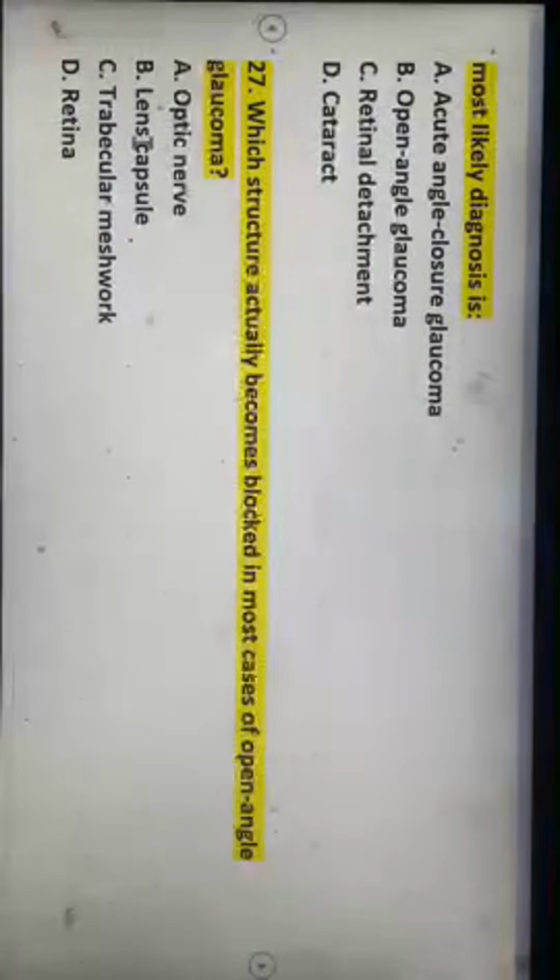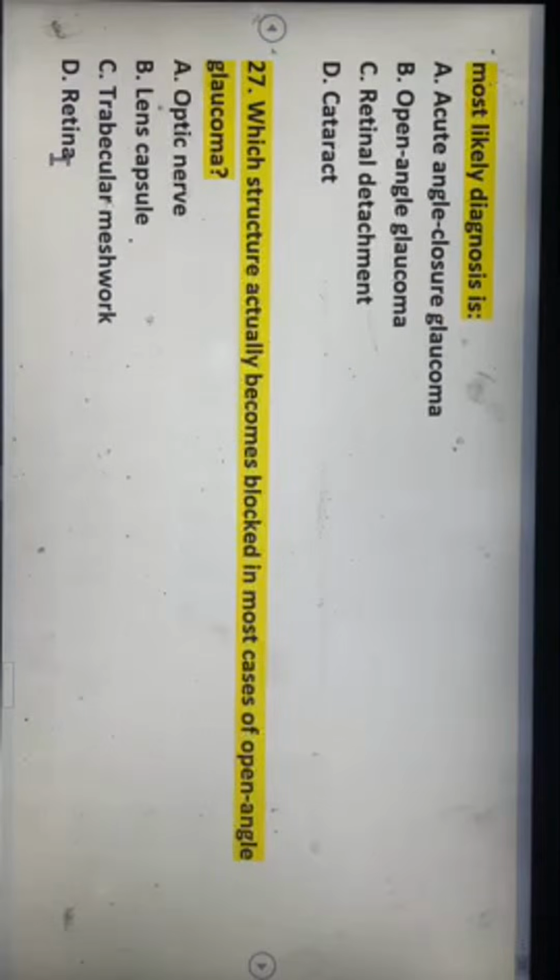Now, number 27. Which structure actually becomes blocked in most cases of open angle glaucoma? Very simple question. Which structure usually becomes blocked in most cases of open angle glaucoma? A. Optic nerve, B. Lens capsule, C. Trabecular meshwork, and D. The retina. Which structure usually becomes blocked in most cases of open angle glaucoma?